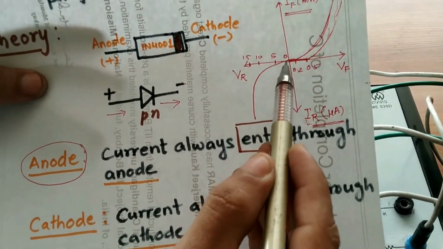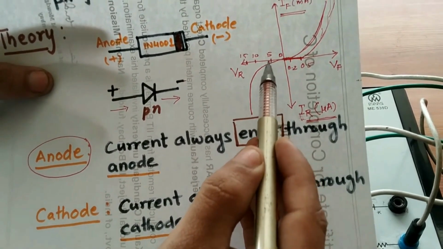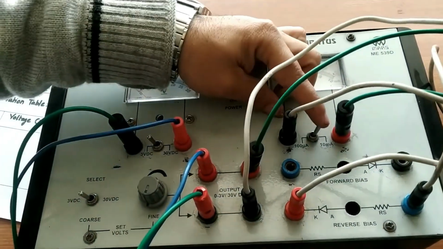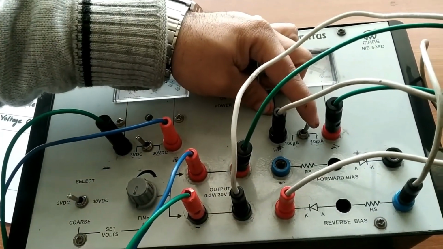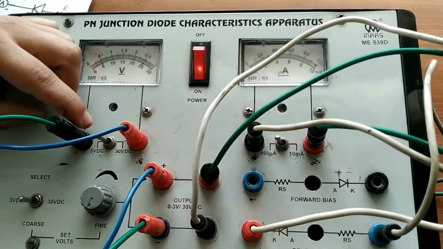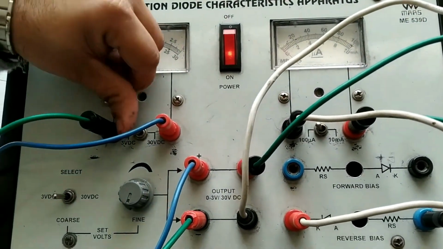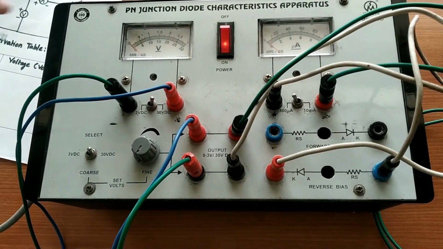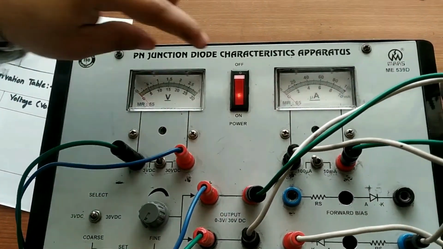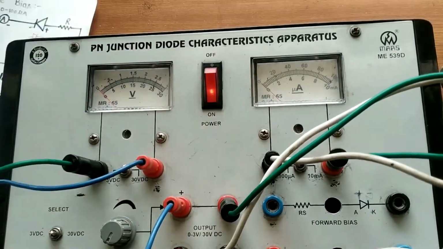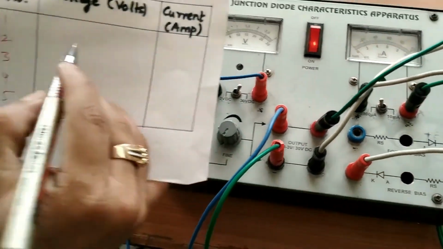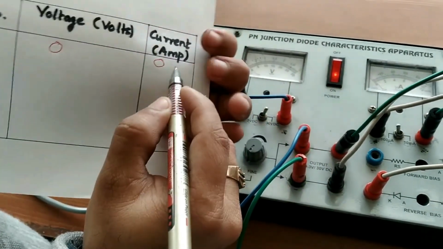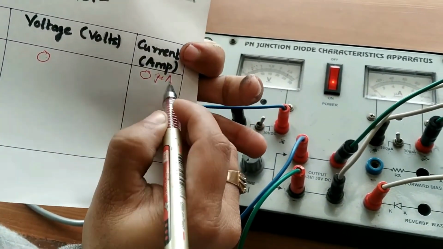The voltage range which we are selecting is 0, 5, 10, 15, 20 like this. So we are going to change this switch to 100 microampere, and this voltage to 30 volt, and this also to 30. Now you can see that at 0 we are getting 0 current. That means the voltage we have applied is 0, and we are getting 0, and this is in microampere.